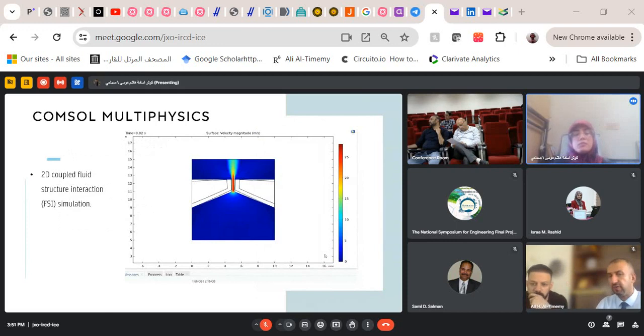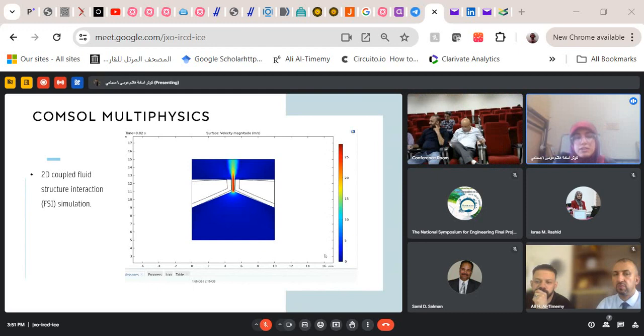Then, to validate the experimental result, a numerical simulation is carried out in COMSOL Multiphysics software, which is very popular in research. Firstly, a 2D coupled FSI simulation, fluid structure interaction simulation, is carried out to study the effect of fluid on the structure and the deflection carried out and the effect of the structure back on the fluid. That's why it's called coupled.